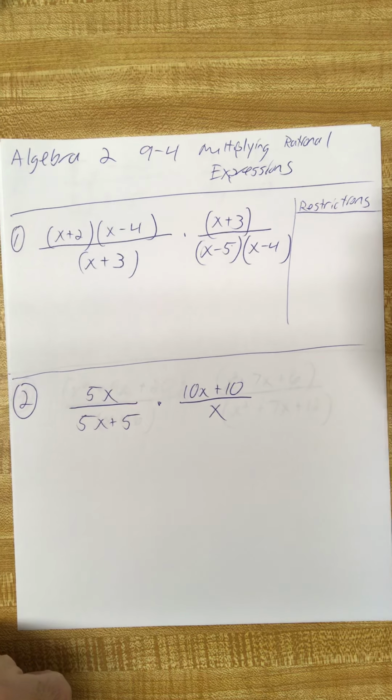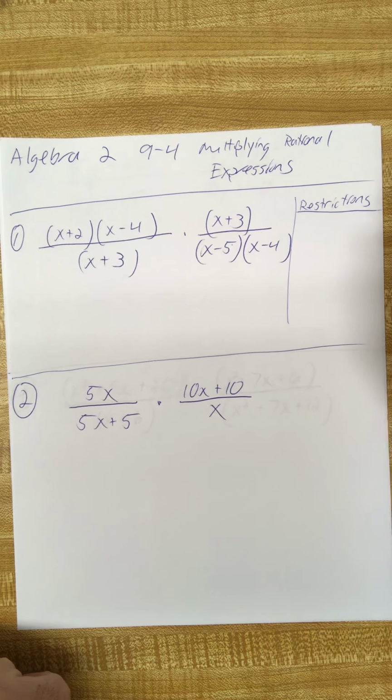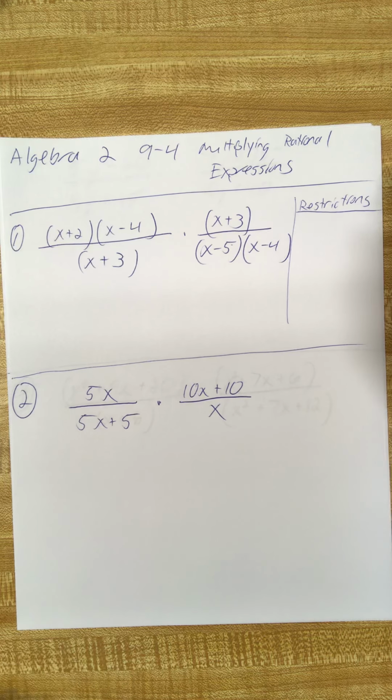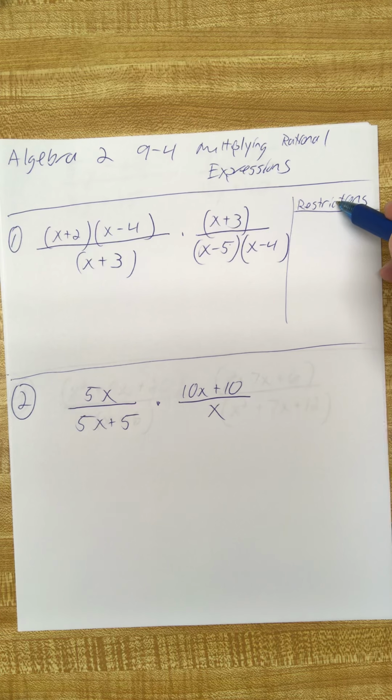All right, so continuing with simplifying rational expressions. Today and tomorrow, I'm just going to stick with multiplying rational expressions. It's still section 9.4, but one of the main themes that we keep going with here is that we still need to figure out the restrictions, okay?